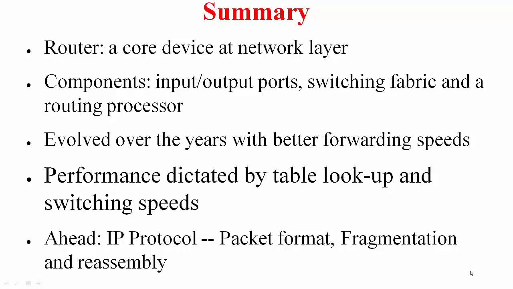So in summary, a router is a very important device that operates at the network layer. It has many components: input-output ports, switching fabric, and a routing processor. Over the years, it has evolved with better and better forwarding speeds. Its performance is dictated predominantly by the table lookup as well as the switching speeds. Now that we know how a router operates, up ahead, let's look at the IP protocol itself, where we will see the packet format as well as the fragmentation and reassembly that is necessary to do as part of the IP protocol.